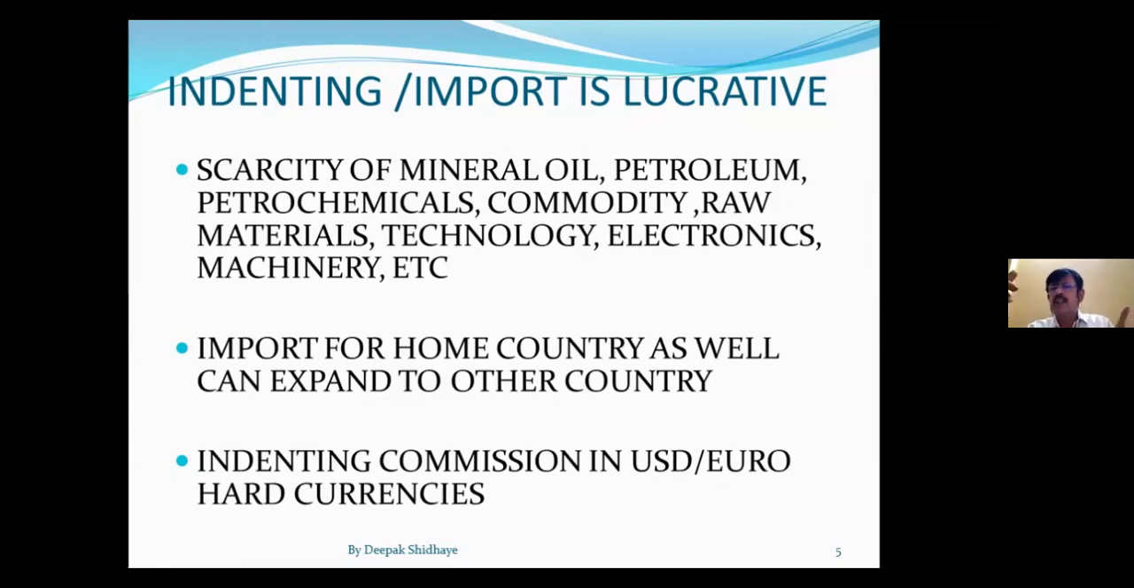Machinery, that is also coming. The fertilizers are coming by import. The cement is coming before. Now we have become an exporter also. So this list will always be changing a little bit. But by and large, if you take the top 100 products, you can take from that list which product to do.